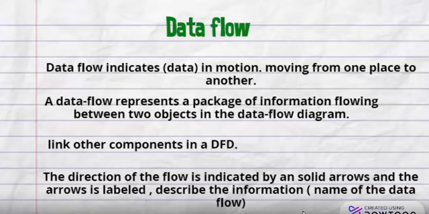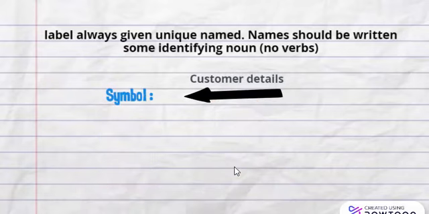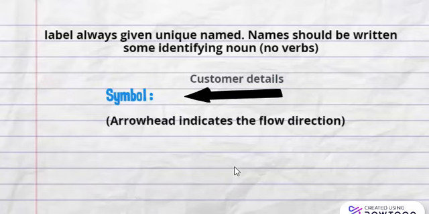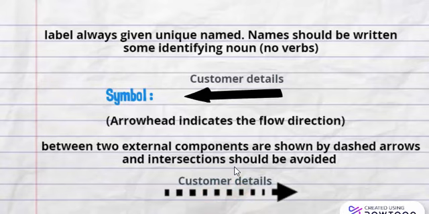Name of the data flows. The label is always given a unique number. The name should be written as some identifying noun, no verbs. Here are the data flow symbols. The arrowhead indicates the flow direction. Flows between two external components are shown by dashed arrows, and intersections should be avoided.